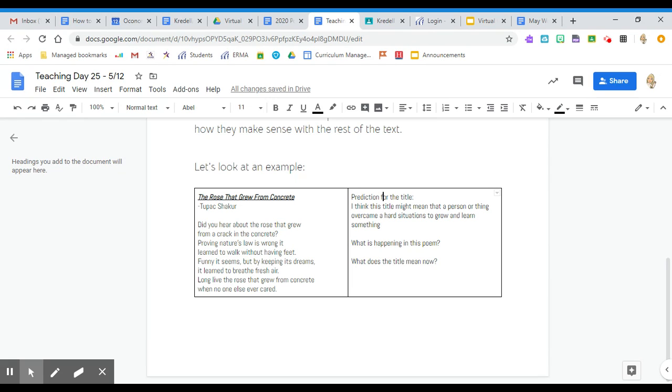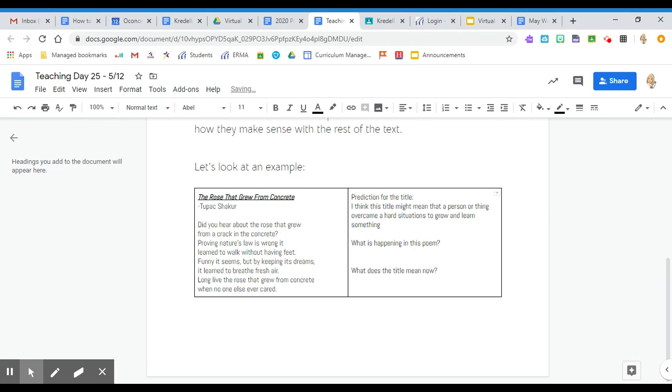The poem that I'm looking at right now is just one big stanza. There's really no breaks in the lines. But you can see that, right here, "proving nature's law is wrong." It didn't feel natural for me to put the "it" there. So to help myself make sense of it, I moved the "it" down. So: proving nature's law is wrong, it learned to walk without having feet.